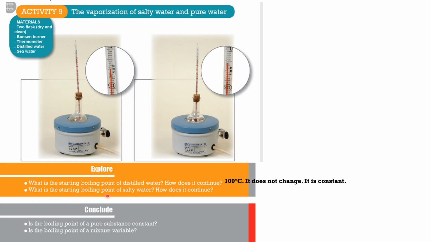What is the starting boiling point of salty water? How does it continue? This is the salty water. The temperature is above 100 and this temperature continues increasing. So the boiling point is not constant here. Conclude. Is the boiling point of a pure substance constant? Yes, distilled water is a pure substance and it has a constant boiling point. So pure substance has a constant boiling point. Is the boiling point of a mixture variable? Yes.